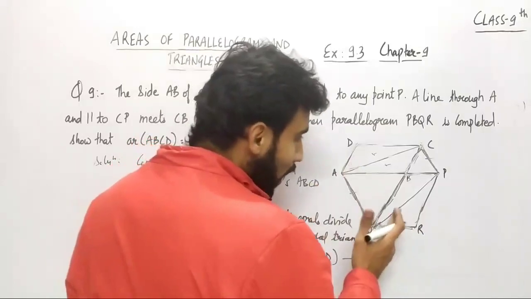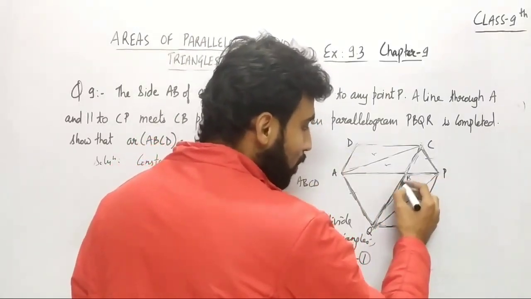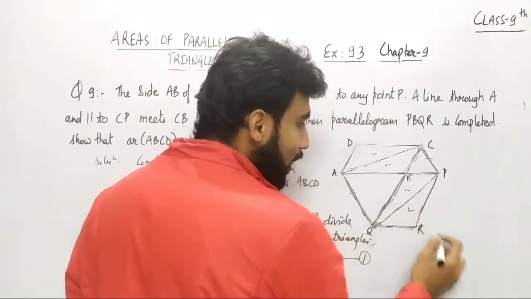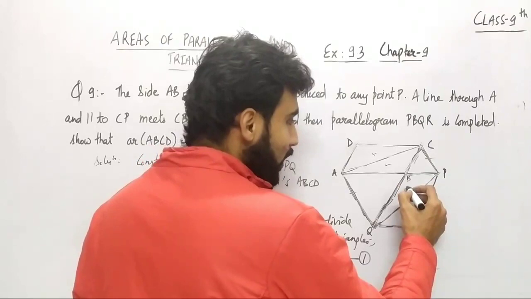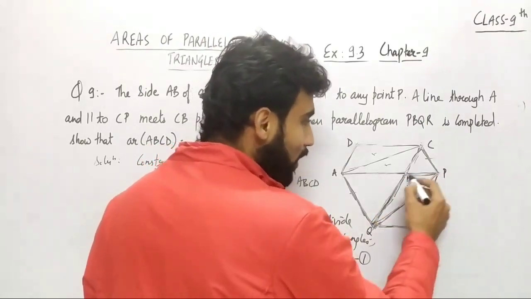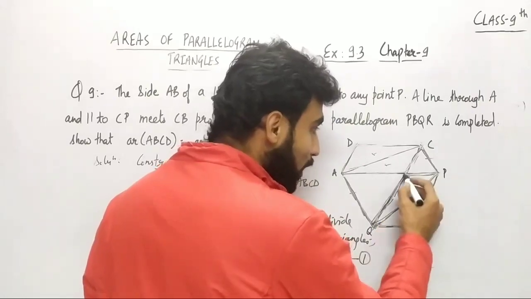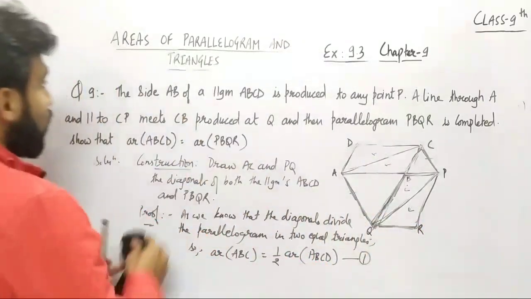Similarly, you will also find that this diagonal of parallelogram PBQR also divide it in two equal triangles. So that means we can also say that ये दोनों half equal parts हैं. So ये जो PBQ triangle है, that is also equal to the half of PBQR parallelogram. So writing the same thing here.